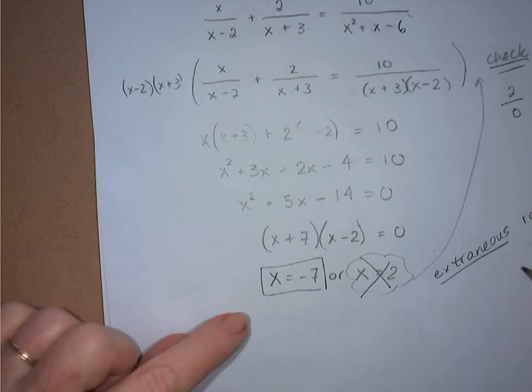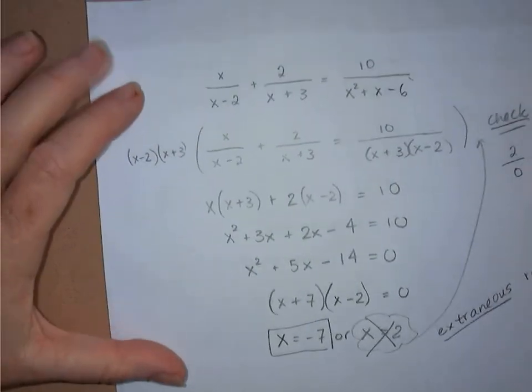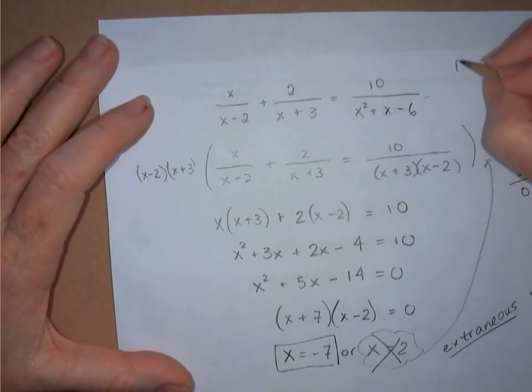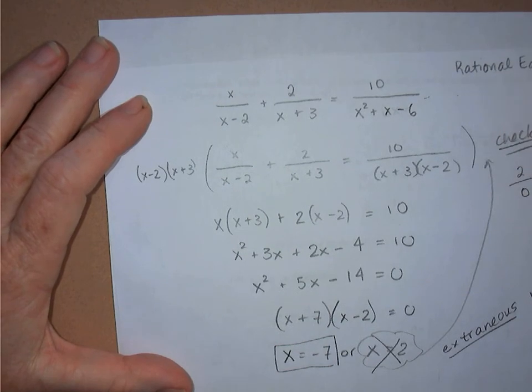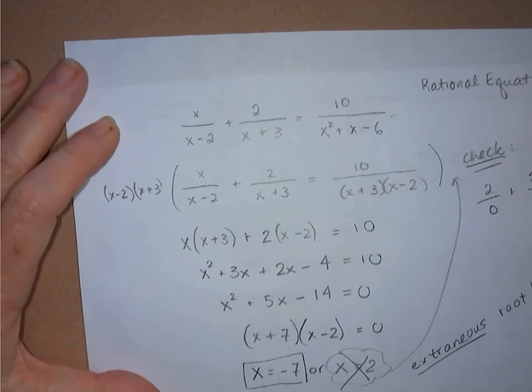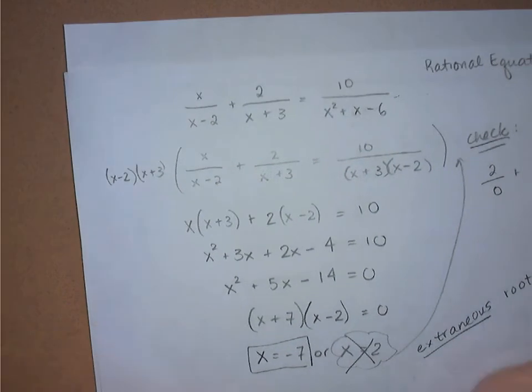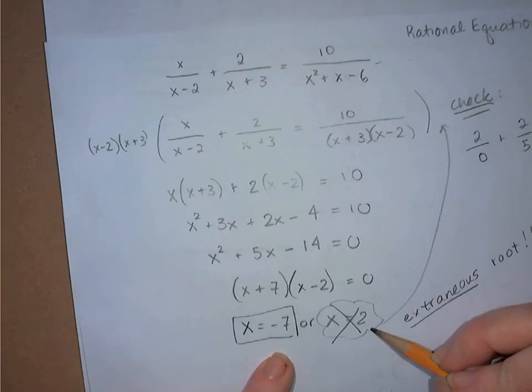So what you need to do whenever you have these, what are called rational equations, meaning that they have rational expressions, they're fractions, whenever you have rational equations, is go back and check your work. Make sure that the answer that you get is not going to give you a 0 in the denominator.